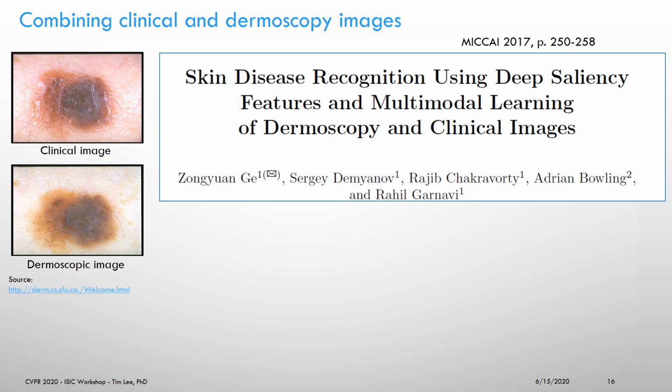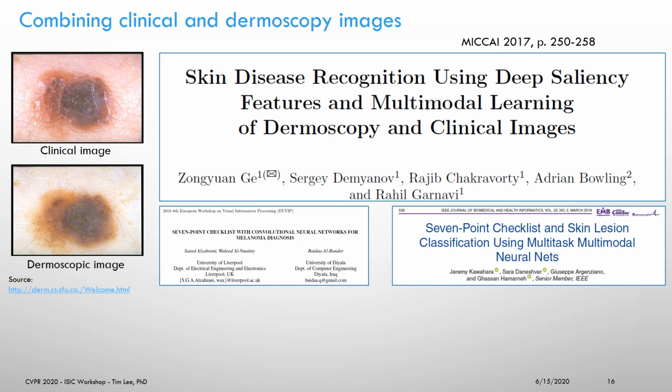In the 2017 MICCAI meeting, there is a paper on joint clinical and dermoscopic information in detecting deep saliency features. The paper, the IEEE paper, and the paper from a European workshop that I mentioned earlier also make use of the images from both clinical and dermoscopic images. All three papers find improved performance of using two modalities.